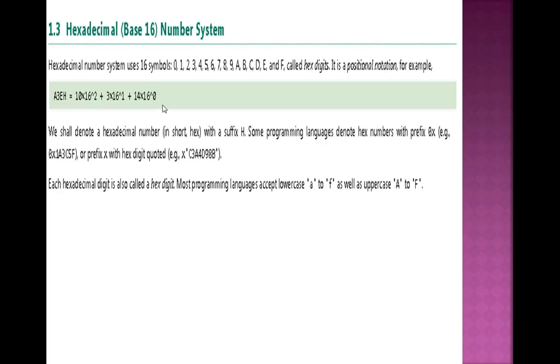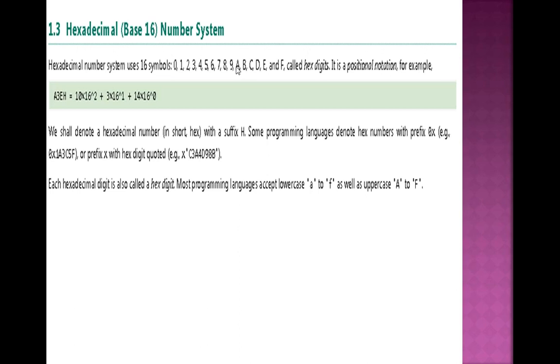Next is the hexadecimal number system. The hexadecimal number system uses 16 symbols. In decimal we use 10 symbols from 0 to 9. In binary we use 2 symbols, 0 and 1. Hexadecimal uses 16 symbols, from 0 to 9 and then A to F, that is 0 to 15. So it starts with 0, 1, 2, 3, 4, 5, 6, 7, 8, 9. Then 10 is represented by A, 11 by B, 12 by C, 13 by D, 14 by E, and 15 by F.